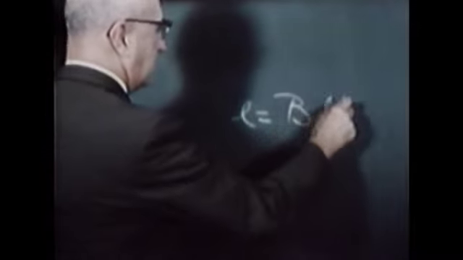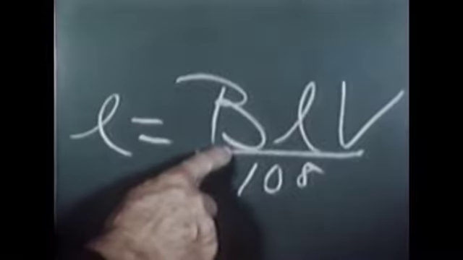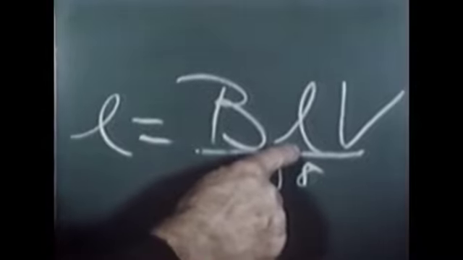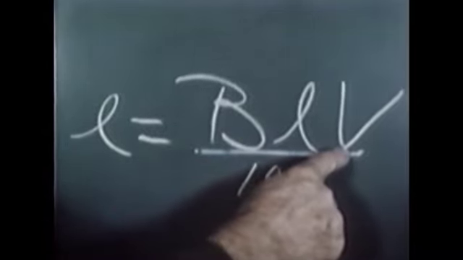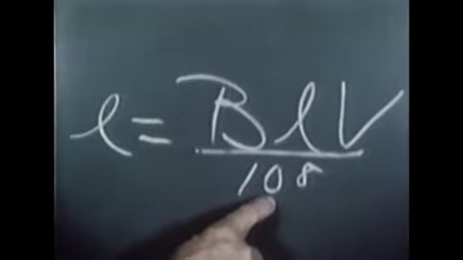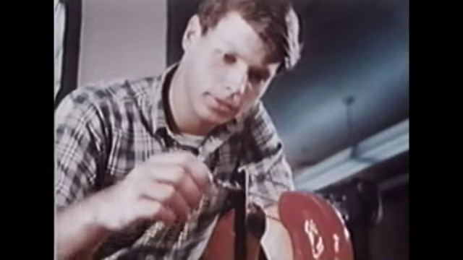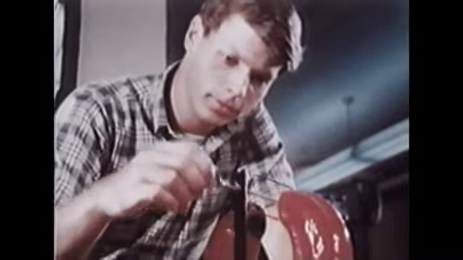To calculate the total induced voltage, use the formula E equals beta LV over 10 to the 8th. Beta is the flux density of the magnetic field. L is the total length of the conductor in the magnetic field. V is the velocity of the conductor. And 10 to the 8th represents the 100 million lines of force which must be cut per second to induce 1 volt. It should be obvious that we must continue to rotate the coil in the magnetic field if we want the electric current and voltage to continue.